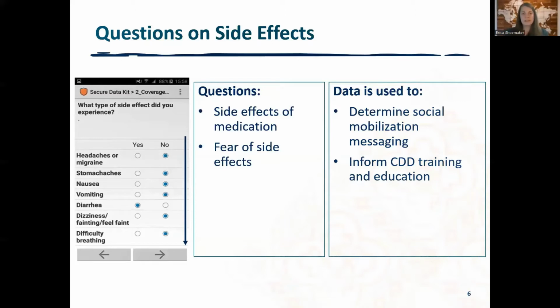If participants indicate that they did not take the drugs, we ask a follow-up question: why did you not swallow the drugs? Participants can provide a range of answers, but one choice of interest is afraid the drug would make me feel badly or is dangerous, where we can determine how many people chose not to participate in the MDA due to fear of side effects. The information collected on side effects allows us to determine more effective social mobilization messaging and to help inform CDD training and education so that they are better equipped to answer questions in the field.